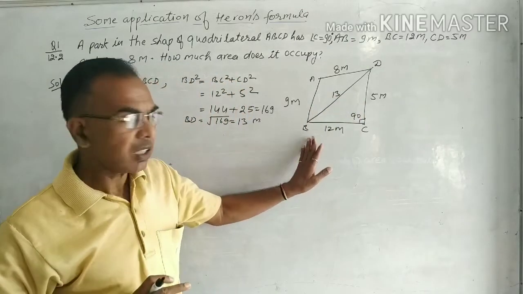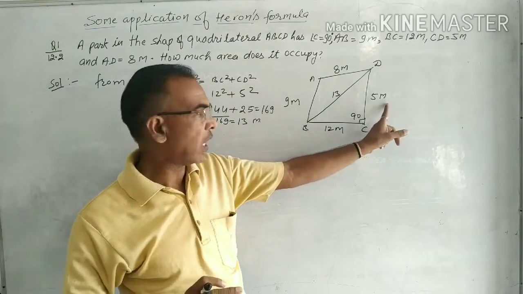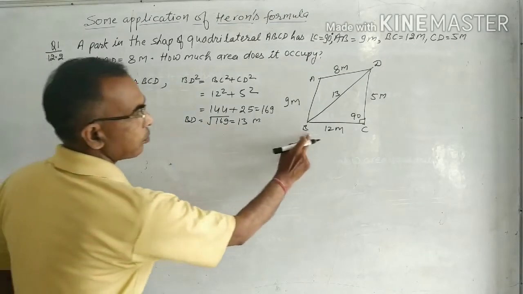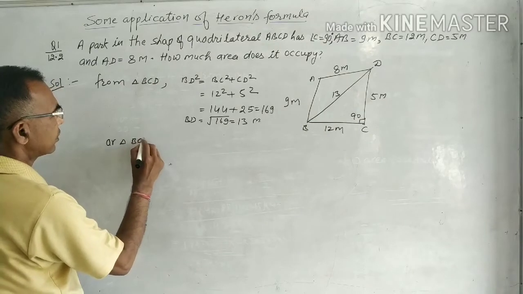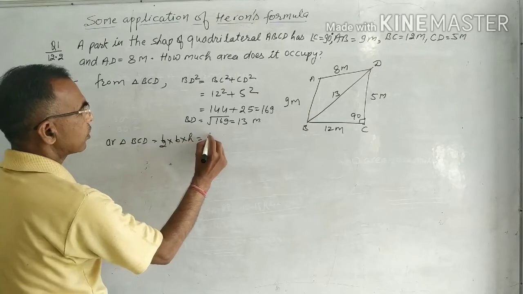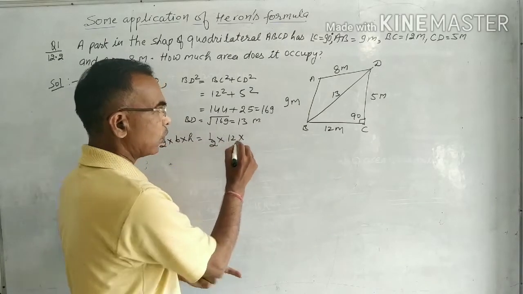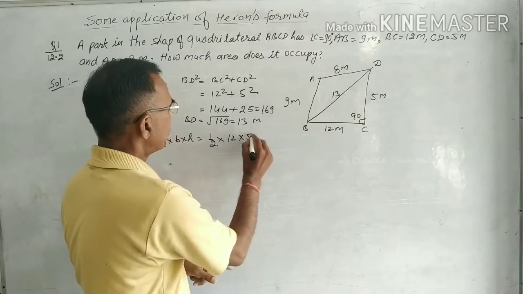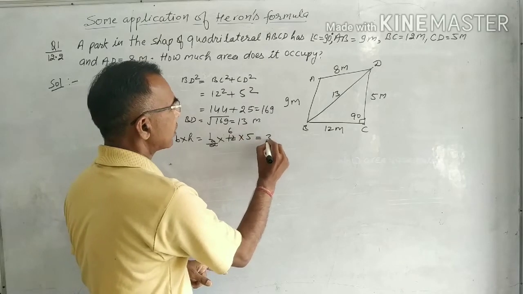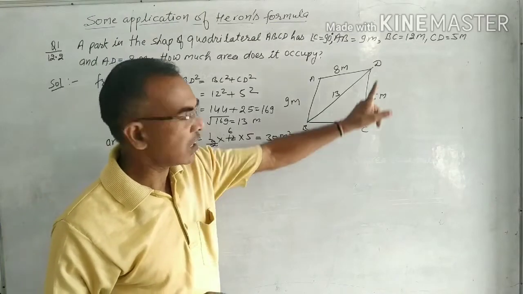So now area. This is a right angle triangle. So area of a right angle triangle is half into base into height. Area of triangle BCD equals half into base into height, 1 by 2 into 12 into 5. 6 times 5 is 30 meter square. This is the area of triangle BCD.